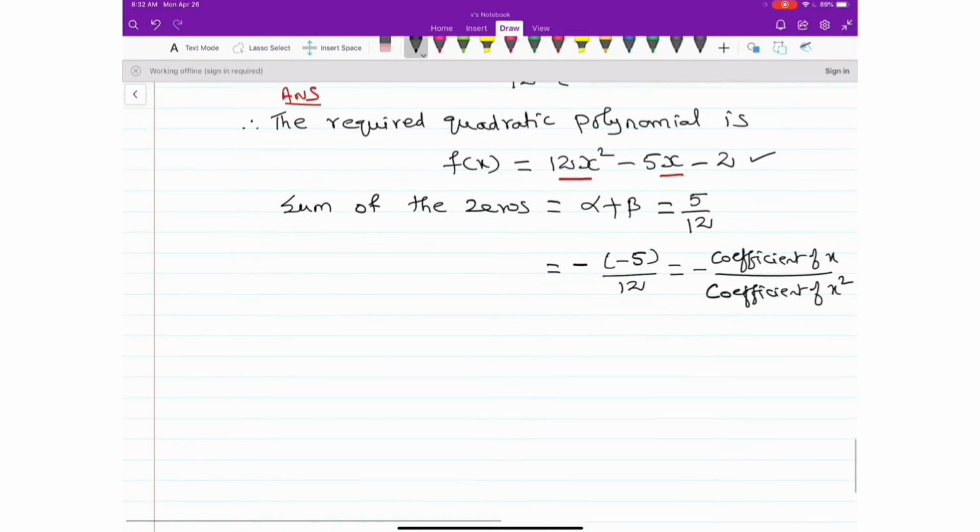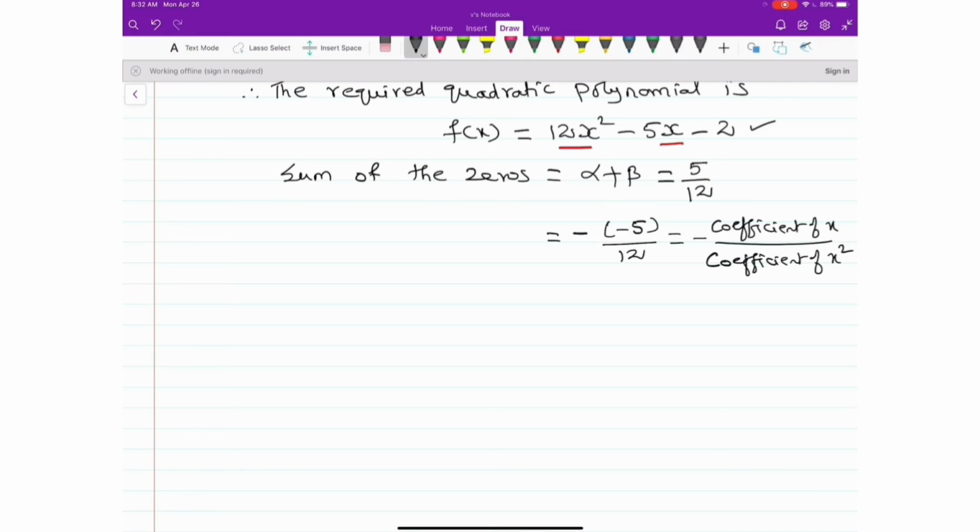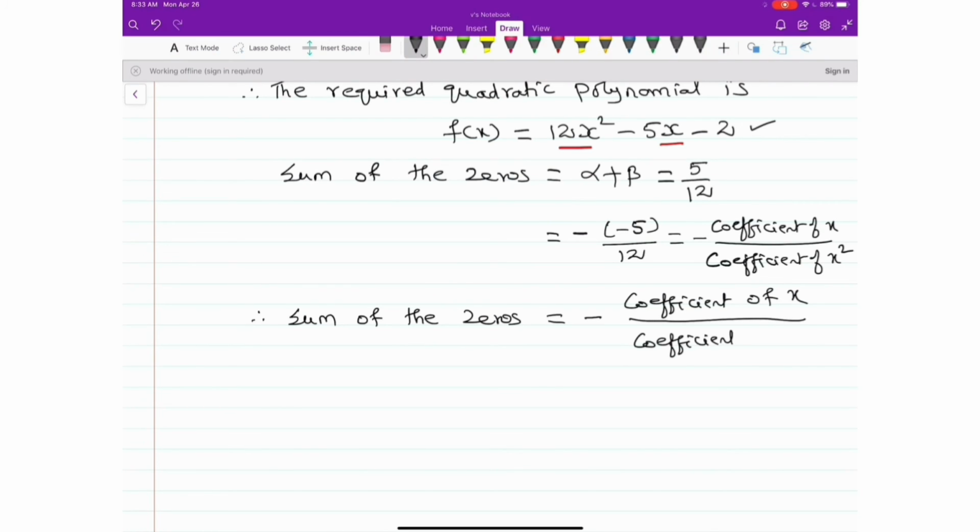So, let me write that here. Therefore, sum of the zeros is equal to minus coefficient of x by coefficient of x square. Let me name the result what we have verified here as 1.